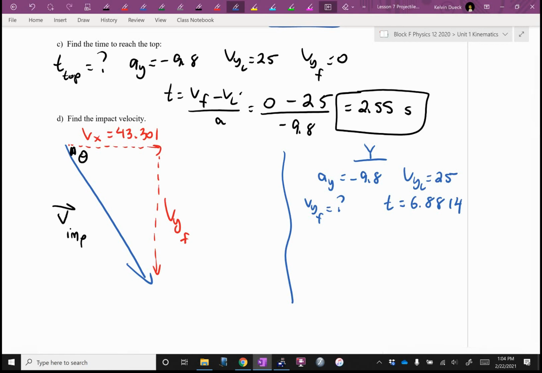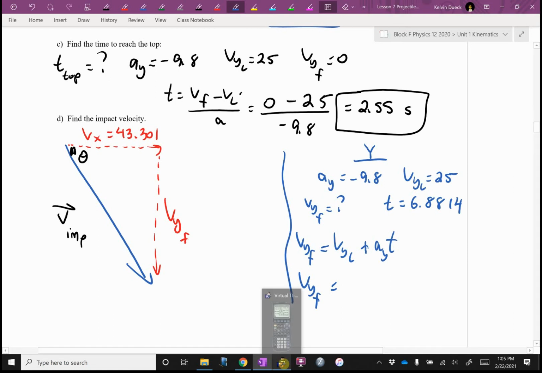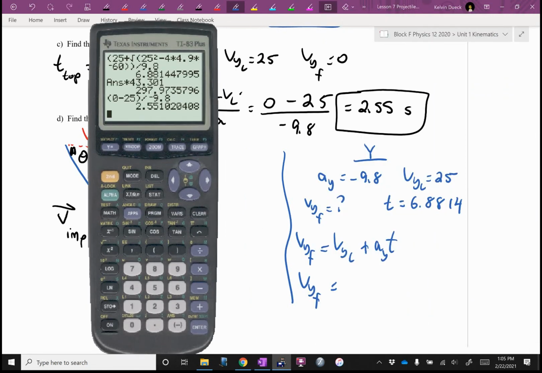I'm looking for an equation that's got a V final, a V initial, an A, and a T in it. There is one. Yep. And is the VF by itself already? So you're telling me Vy final is going to be Vy initial plus AYT? Let's see what we get. Vy initial is 25. What direction is this projectile traveling? Upwards or downwards? Am I expecting a positive or a negative velocity answer?